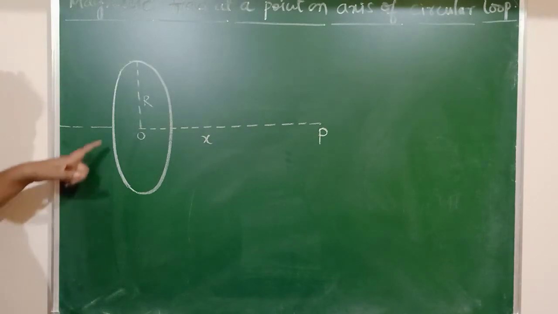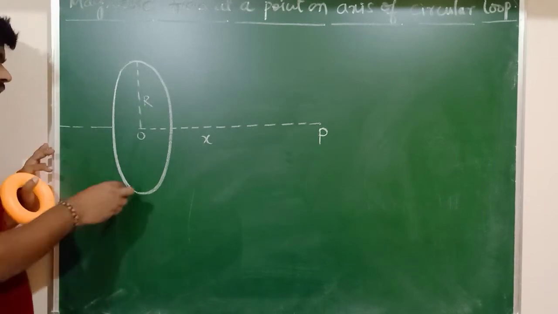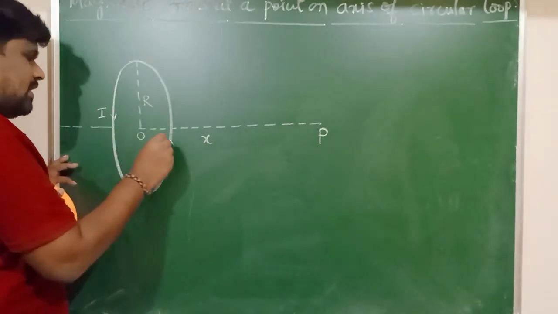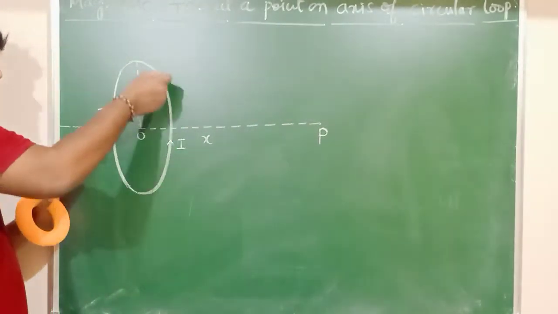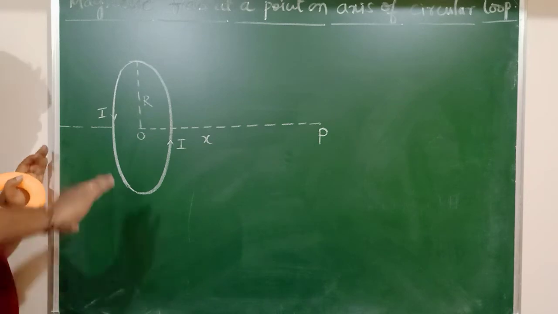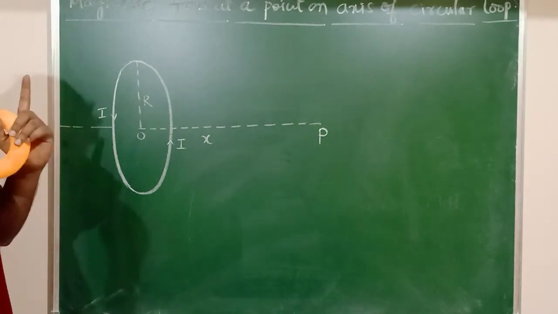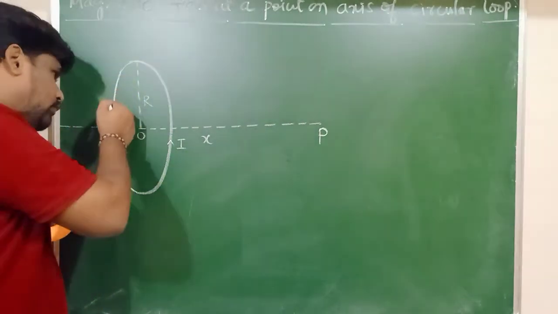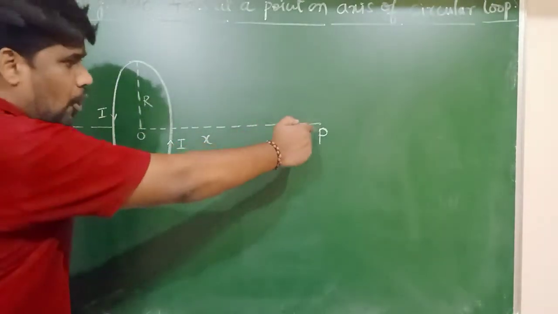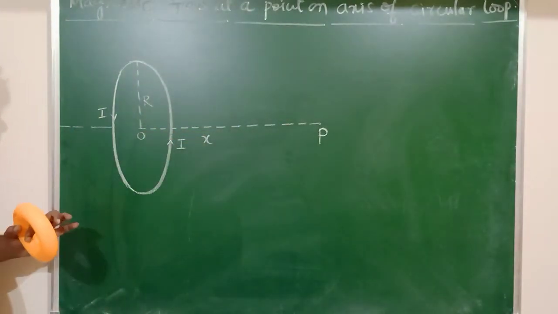What is capital R? R is the radius of the circular loop. In this circular loop the current is flowing. The current which is flowing through this circular loop is taken as I here. Of course this is a current carrying conductor. Now definitely it is going to produce the magnetic field in the surrounding space. Our aim is to determine the magnetic field produced by this circular current loop at a point P on the axis, and its distance is x from the center.